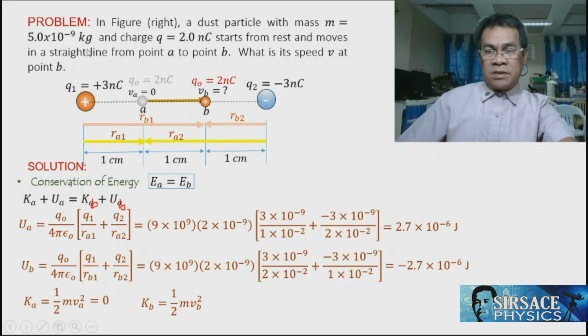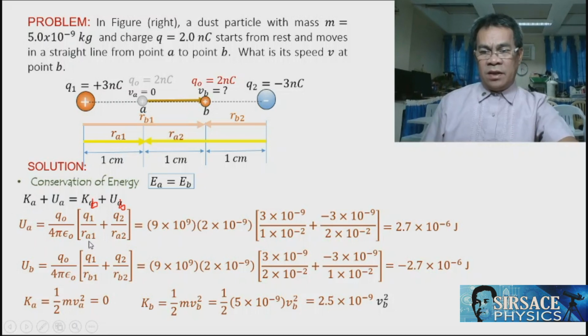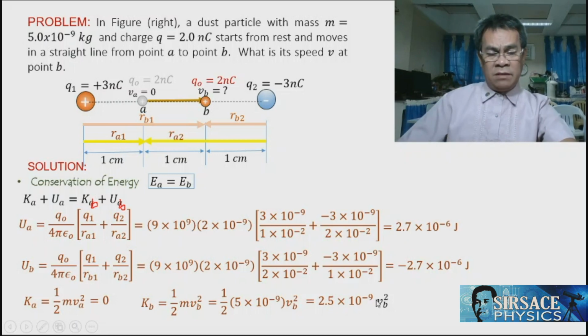Okay, substitute it here. Then, take note, this is unknown. So, leave it as unknown. So, we come up with 2.5 times 10 raised to negative 9 v squared. Don't worry because this is unknown. Okay? So, therefore, substituting it here in our conservation of energy equation, Ka is 0, Ua is 2.7 times 10 raised to negative 6, Kb, the final kinetic energy, is 2.5 times 10 raised to negative 9 v squared, while the final electric energy is negative 2.7 times 10 raised to negative 6 joules.